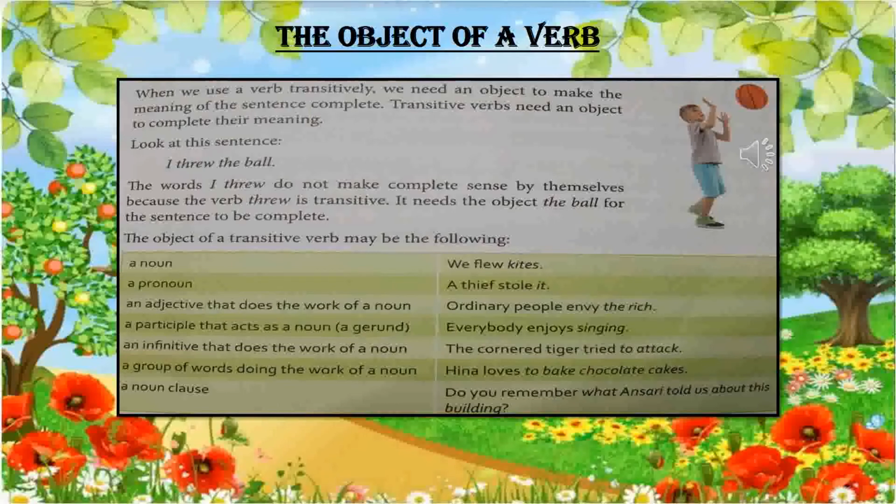So, it is very clear from the given examples. An object of a transitive verb can be a noun, a pronoun, an adjective, a participle, an infinitive, a group of words, or even a noun clause.